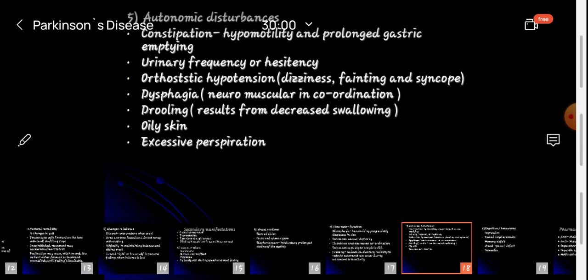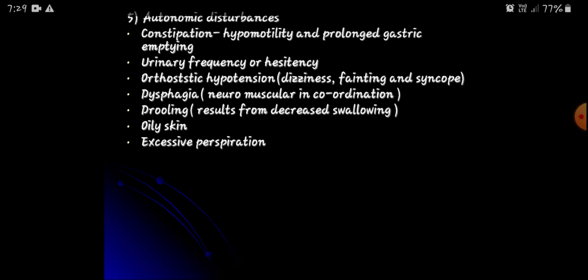Fifth, autonomic disturbances: constipation, hypomotility, and prolonged gastric emptying, urinary frequency or hesitancy, orthostatic hypotension, dizziness, fainting, and syncope.